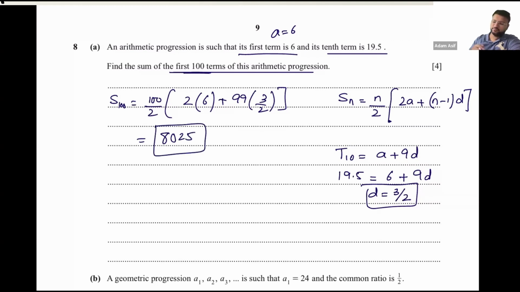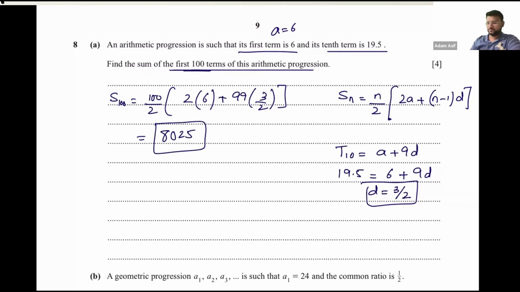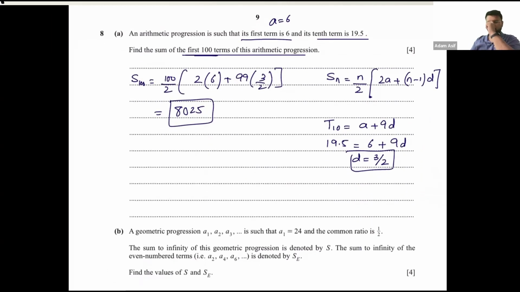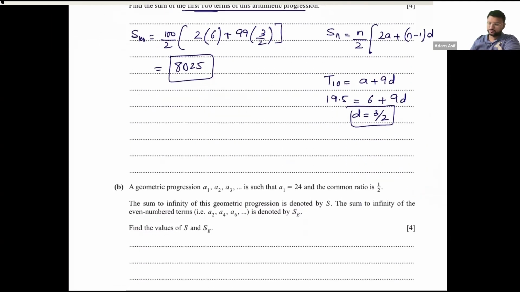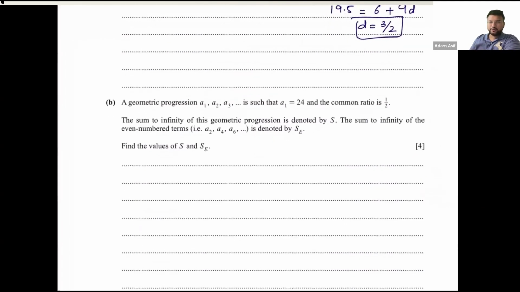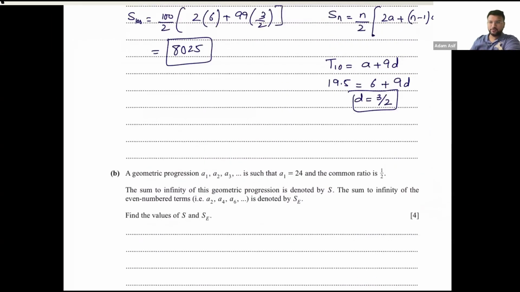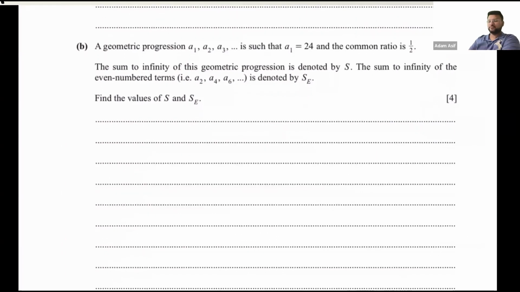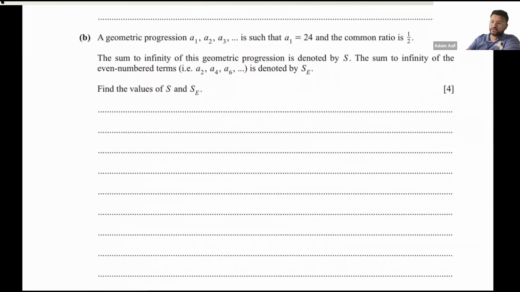8025. That is the sum. Okay. Now, सही है इमाद? Rafi? Yes, sir. Okay. A geometric progression A1, A2, A3 is such that A1 is 24 and the common ratio is 1/2.